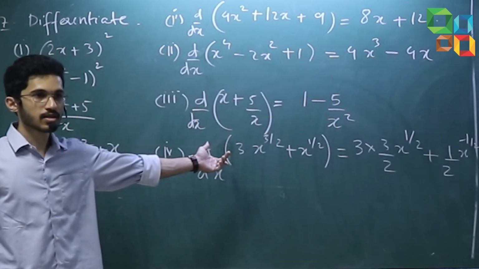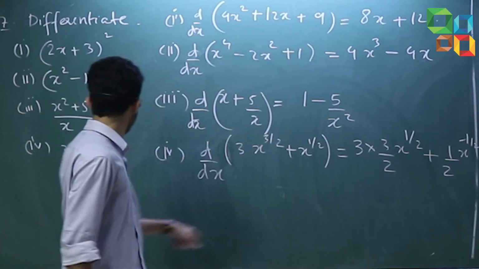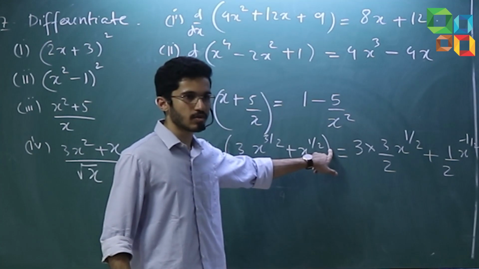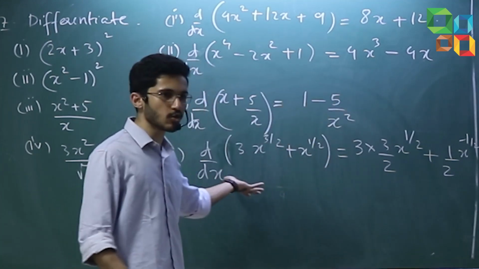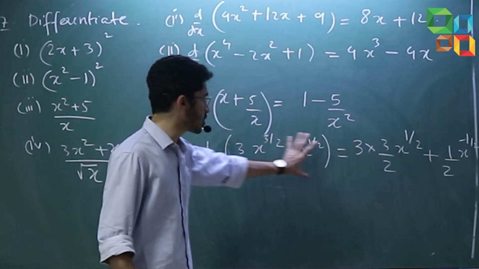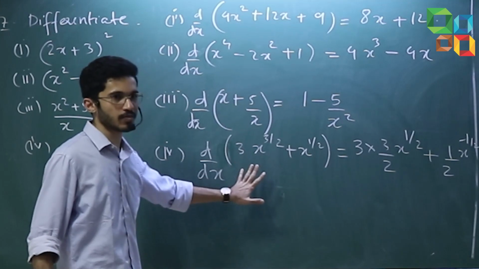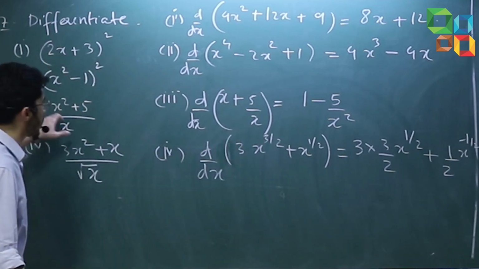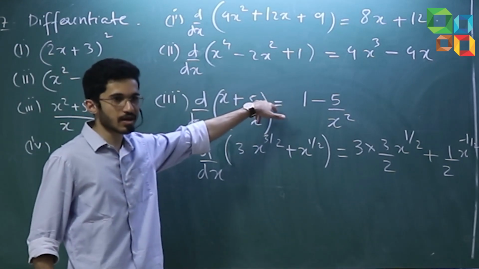That's all it takes. What did I do? I just differentiated. X square by root x is x power 3 by 2. X by root x is x power 1 by 2. Now you use the first rule. Did you use quotient rule? I'll do it by quotient rule method also. This is not by quotient rule I did. Both of these I did not use quotient rule. All I did is I divided x square by x is x. And this is 5 by x. Understood?